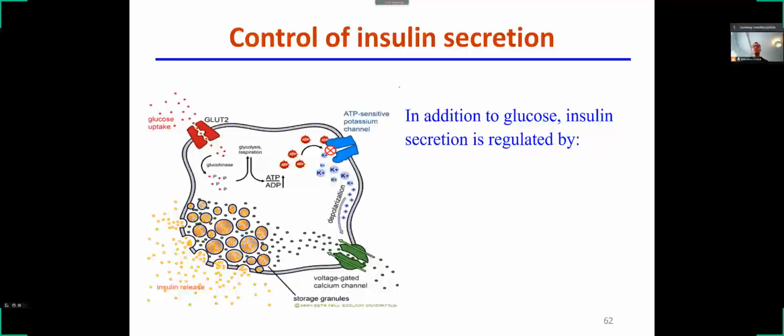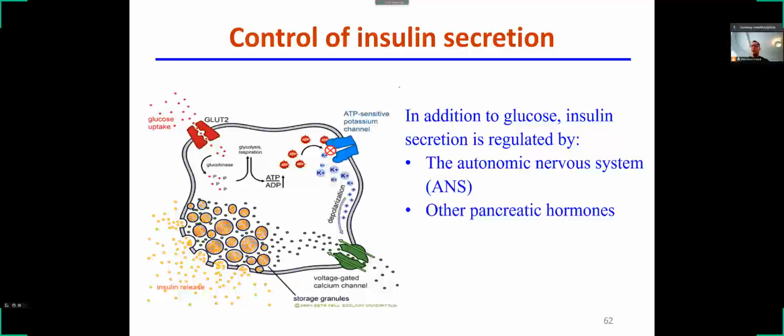So in addition to glucose, insulin secretion is also regulated by the autonomic nervous system. Okay, so you have neuronal inputs coming in. It's also regulated by other pancreatic hormones, which we'll cover towards the end. It's regulated by intestinal hormones. And it's regulated by the levels of amino acids and fatty acids in the body, which obviously is also directly related to diet and exercise.